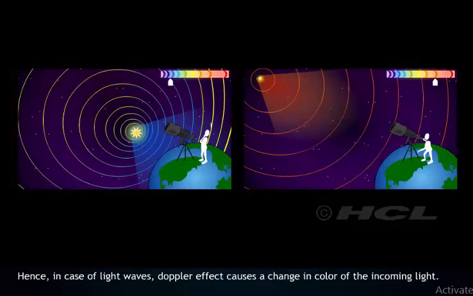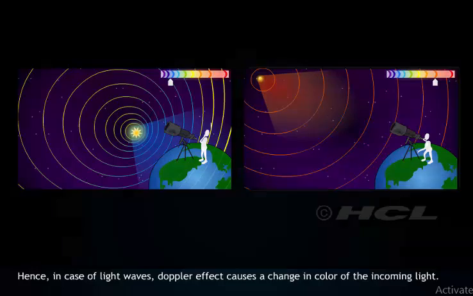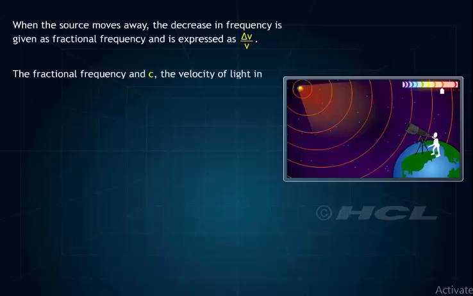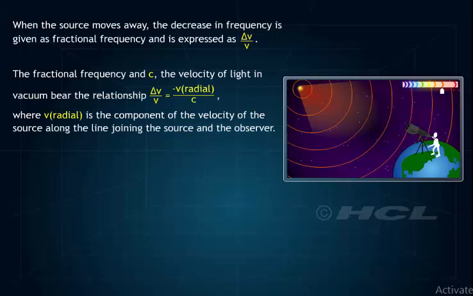Hence, in case of light waves, the Doppler effect causes a change in color of the incoming light. When the source moves away, the decrease in frequency is given as fractional frequency and is expressed as delta V by V. The fractional frequency and c, the velocity of light in vacuum, bear the relationship delta V by V equals minus V radial by c, where V radial is the component of the velocity of the source along the line joining the source and the observer.